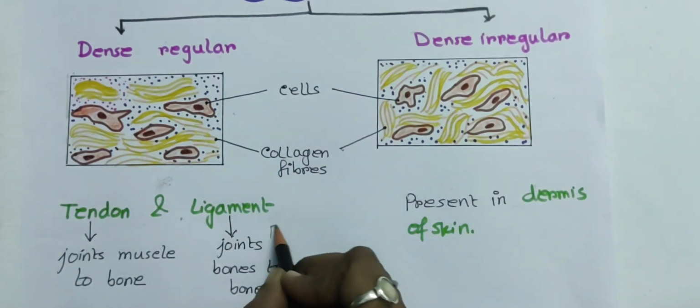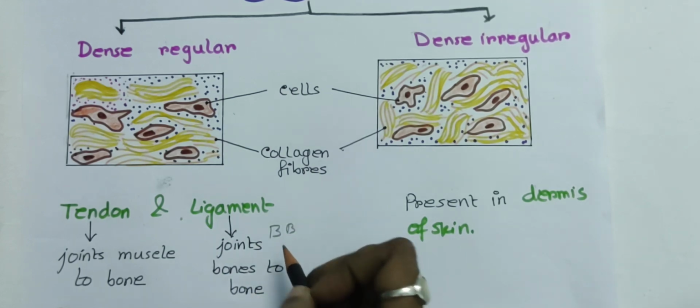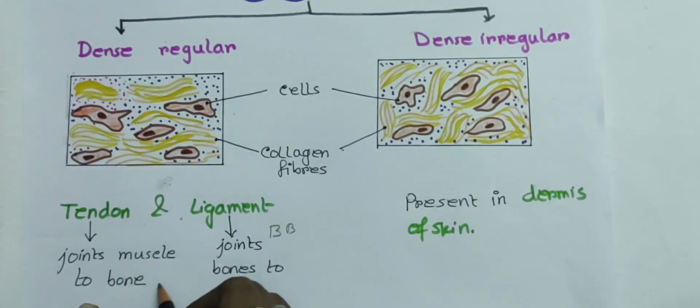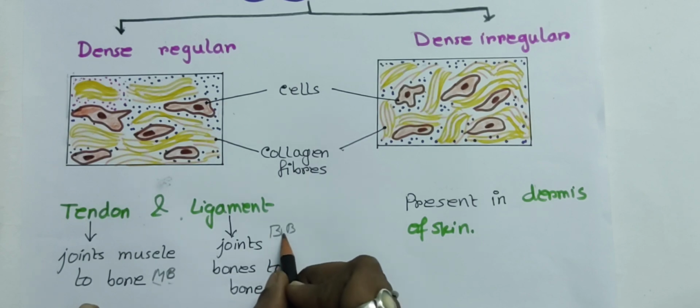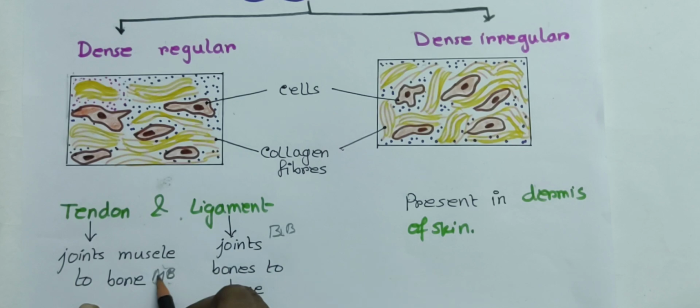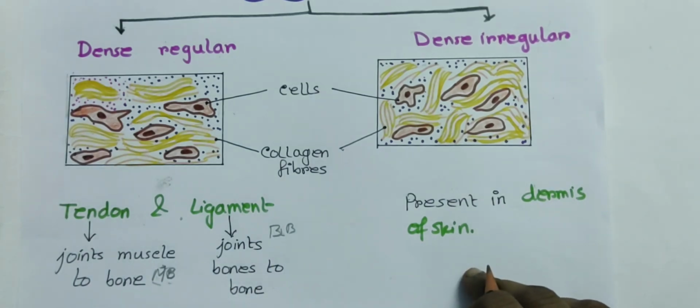Ligament joins bones to bones, you can memorize by BB, and tendon that joins muscle to bone, you can memorize by MB. M for muscle, B for bone, MB. And BB means ligaments. Ligament joins bones to bones. MTB, muscle, tendon, bones. Tendon joins muscle to bones.